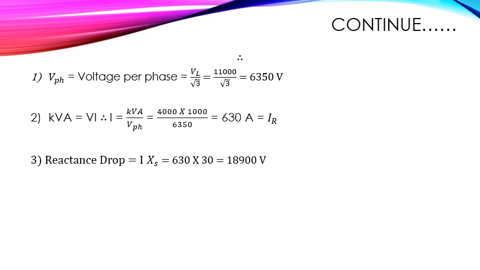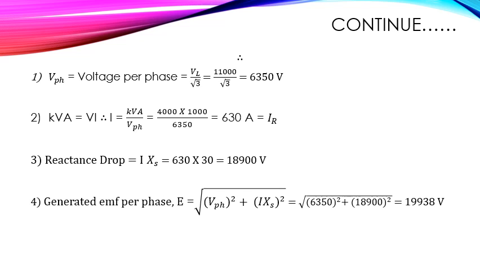Then the reactance drop: take the product of current and synchronous reactance per phase. So the current is 630, reactance is 30. Then the generated EMF per phase: put the value of the phase voltage and the drop, that is I Xs.